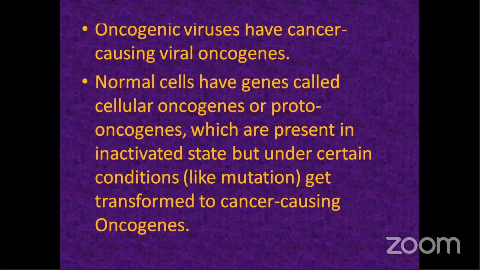One more thing: biological agents may also cause cancer, that is, oncogenic viruses have cancer-causing viral oncogenes. Normally our cells have genes called oncogenes or proto-oncogenes, which are present in an inactive state. But under certain conditions, due to our habitat also, these oncogenes may be converted into cancer-causing oncogenes. So we cannot say that our generation doesn't have cancer, so we will not get it. Because of our habitat also, people will get cancer because of oncogenes, which are present in our body in an inactive stage.